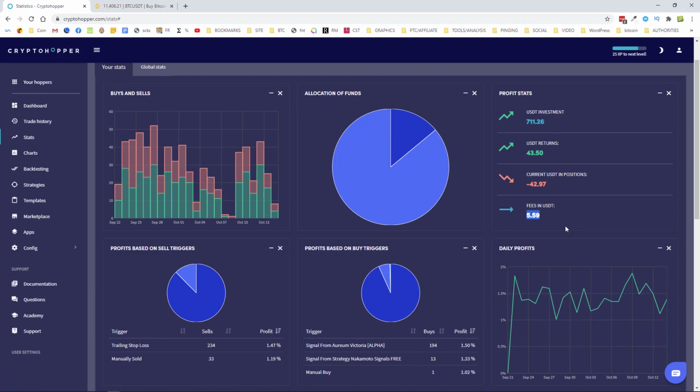Anyway, the settings on this trading bot, I'm going to make a separate video completely because this video is getting a bit long now. So I'll make a separate video showing you the settings.